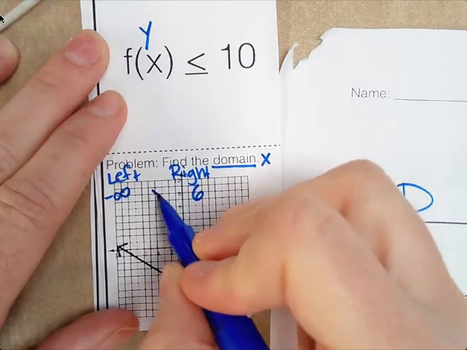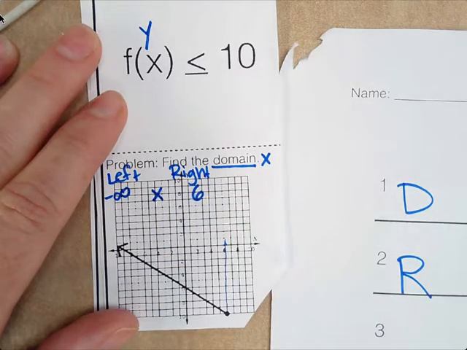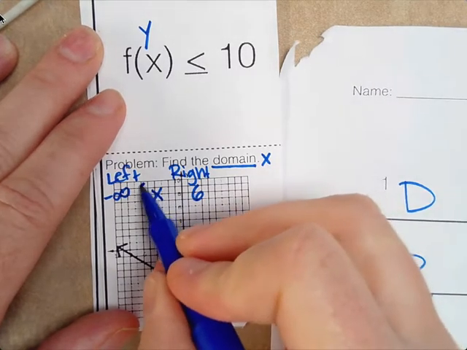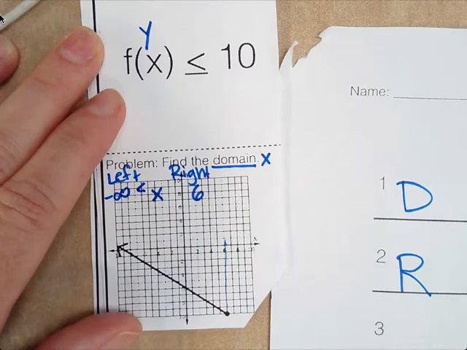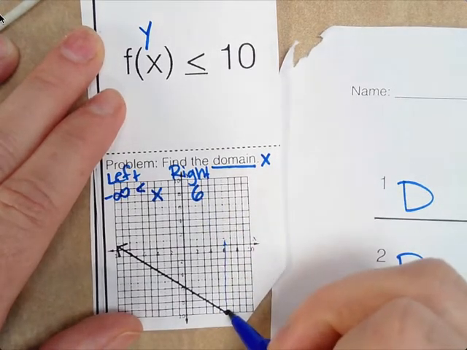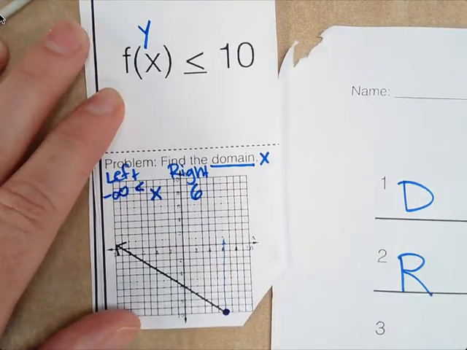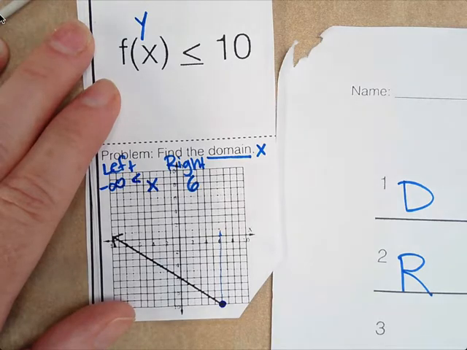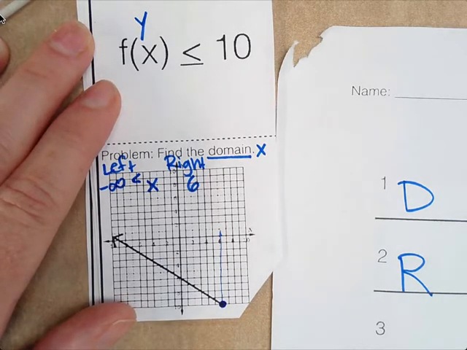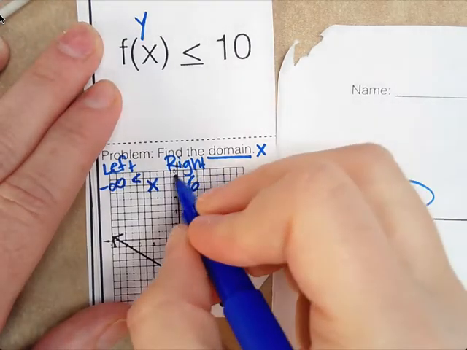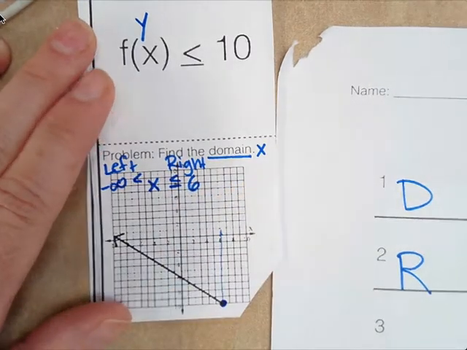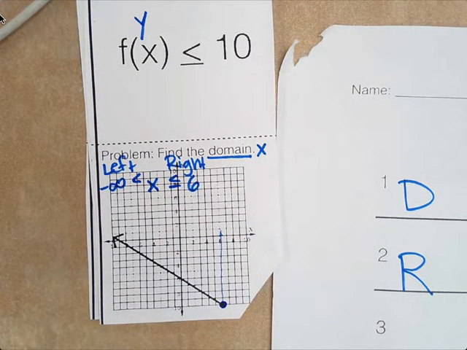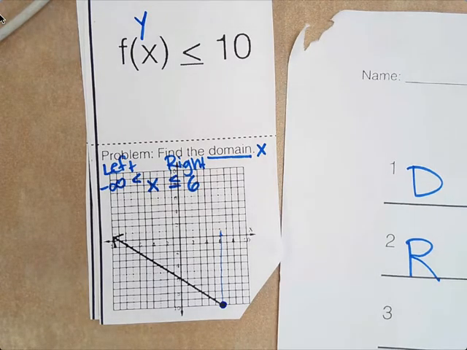So we're dealing with x's. So x goes in between negative infinity and 6. We use the less than symbol here. And then what about the 6? What symbol do I use on that one? It's a closed circle. So what symbol? Yeah, less than or equal to. So negative infinity is less than x is less than or equal to 6. So do y'all see that anywhere?